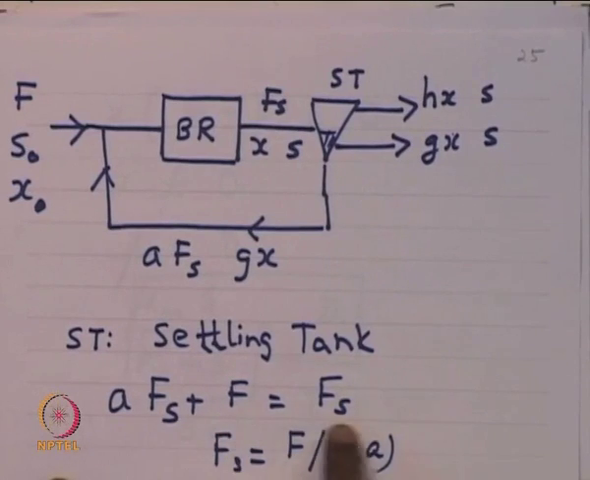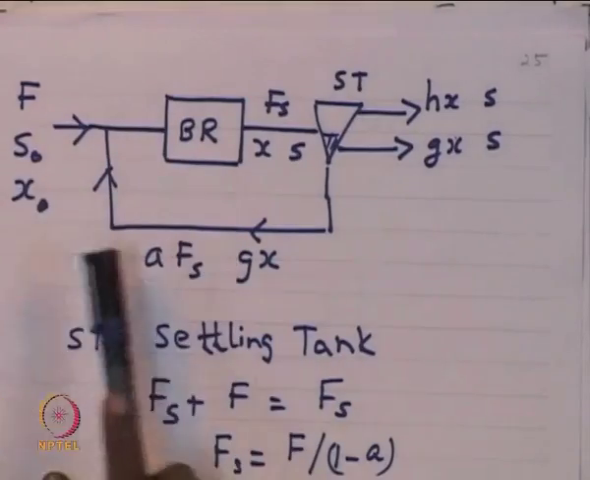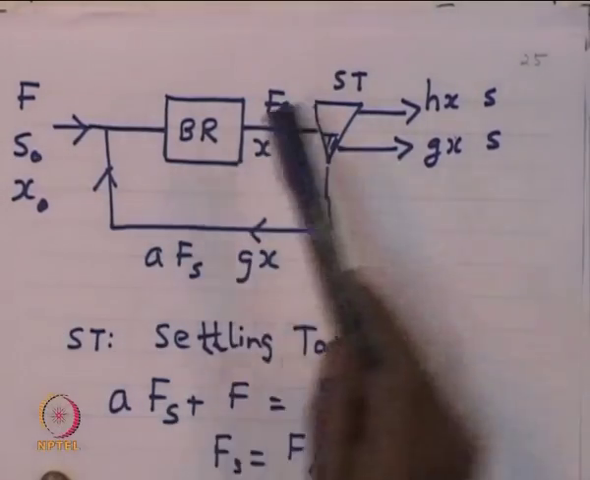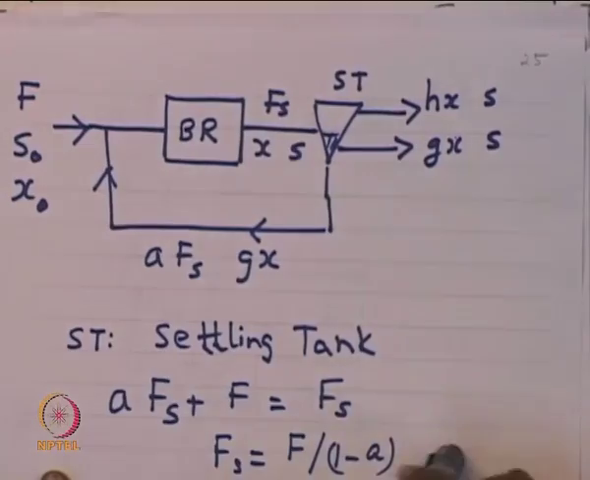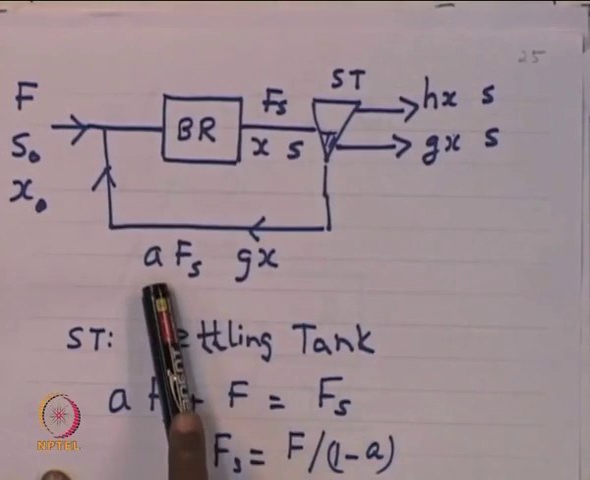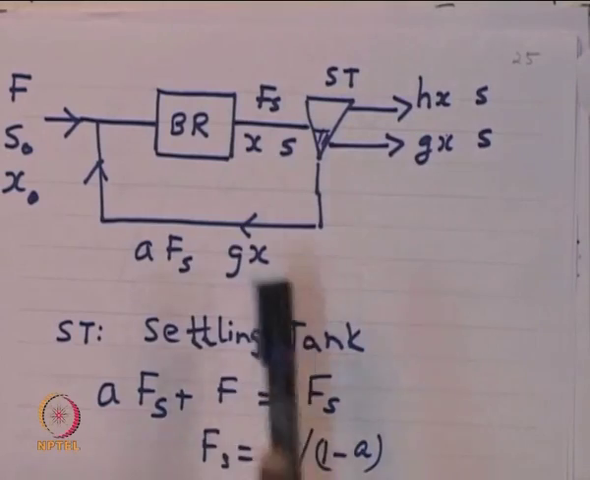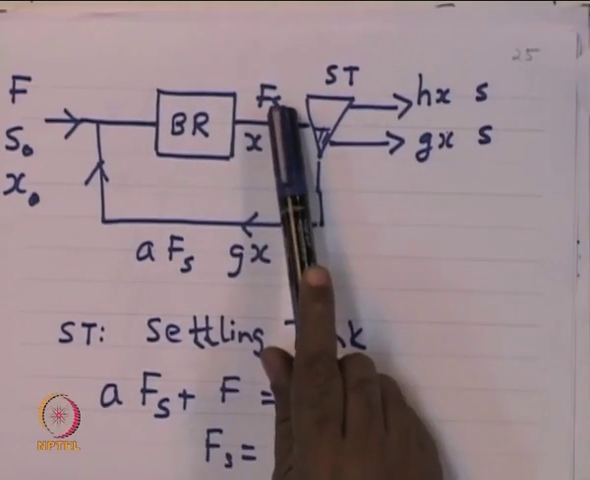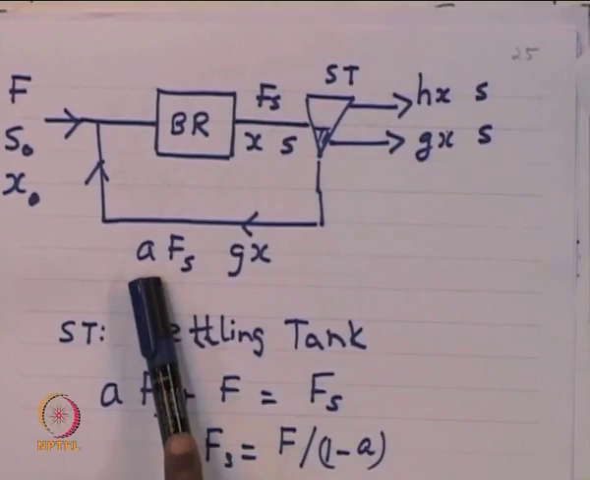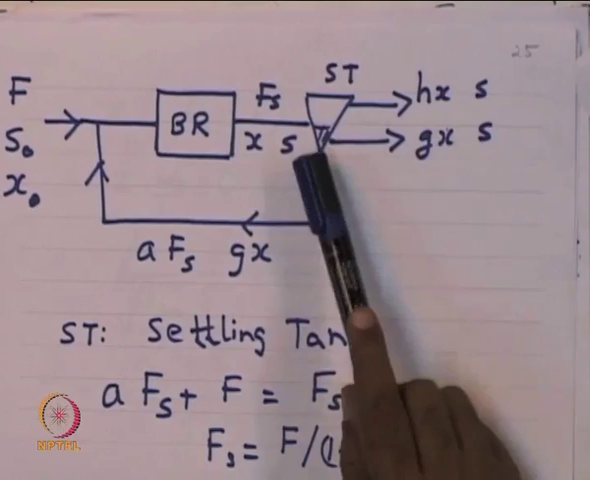So, for that I have written a cell balance. What is this balance? See, whatever F is coming in at S naught and X naught. What goes out of the bioreactor is F_s, X and S, and after the settling tank what goes out is H x and G x, and what is recycled is A times F_s and G x. I mean, this is a way of trying to represent what our process is all about. Is that clear? This is our process. Okay. That after the bioreactor, whatever is the water coming out, a fraction of that you recycle. And in this settling tank, the settled sludge which has got dense biomass, part of that you recycle.